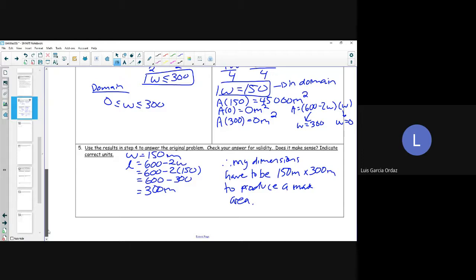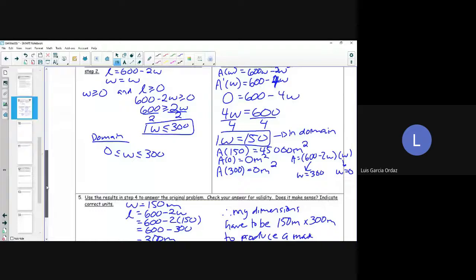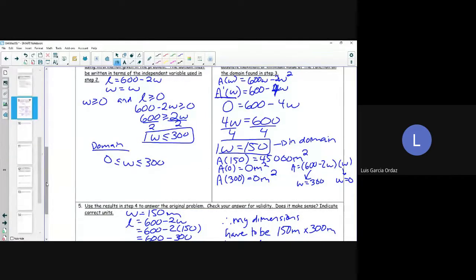So why would we have to set my A prime of w equal to 0 in order to find my max area? Can anyone tell me why? So why do I have to set this guy over here equal to 0?